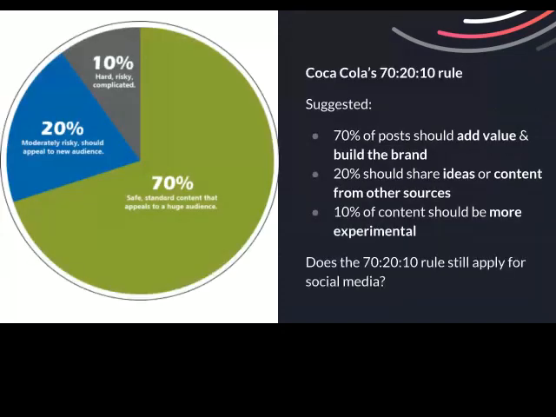There's also this rule from Coca-Cola, the 70-20-10 rule, where they suggested that 70% of posts should add value and help build the brand, 20% should share ideas or content from other sources, and 10% should be more experimental. So that's what was recommended by Coca-Cola. That's still recommended by some social media experts today.